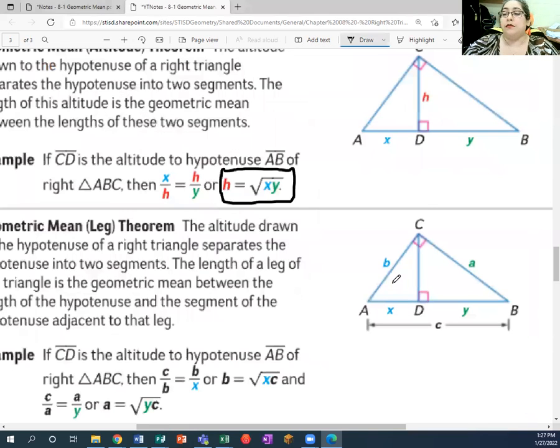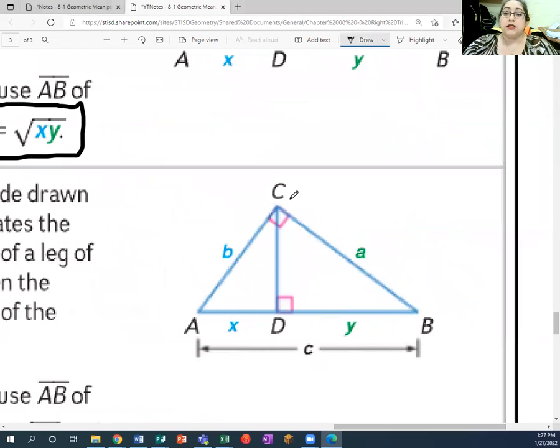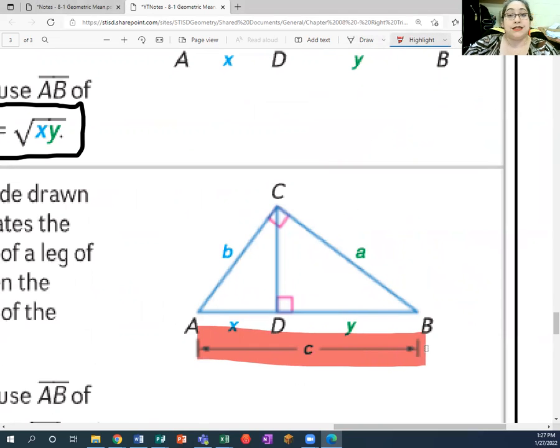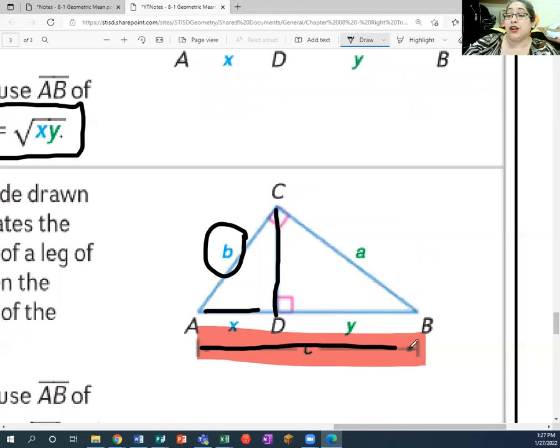Let me zoom in a little bit to help you see that. So here's my right triangle, and here's my hypotenuse. Let me highlight that hypotenuse in red for you. There's your hypotenuse, this length from A to B. What this theorem is saying is that this altitude we've drawn is going to cut this hypotenuse into pieces, and that it's this leg that is the geometric mean between this part of the hypotenuse and the entire length of the hypotenuse.